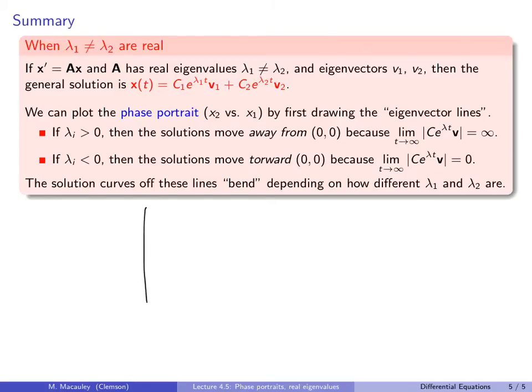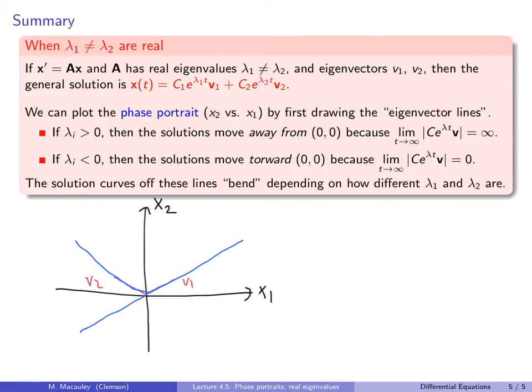So for the phase portrait, that's going to be x2 versus x1. Let me sketch x2 and x1. So the first thing to do is we draw the eigenvector lines. So we draw the eigenvector. Suppose this is v1 and suppose this is v2. Then we draw the whole line that goes on top, all scalar multiples. So this is supposed to be straight. Maybe I can fix that a little bit.